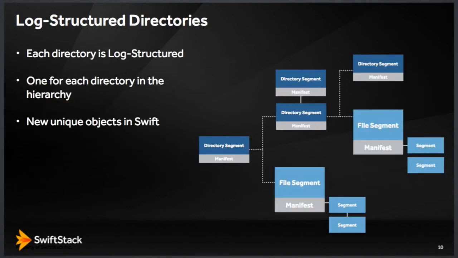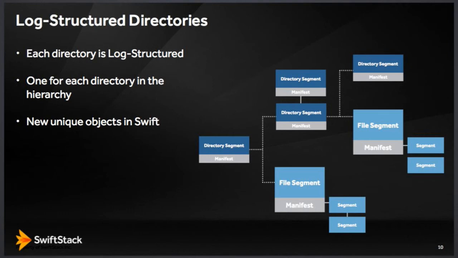So if you have files, that's great, but what you really need is a file system. You need to be able to tie these together to directories. So we're doing the same thing with that directory metadata, the listing, the permissions, all of the things you're used to keeping track of. We're storing those as log structured directories.